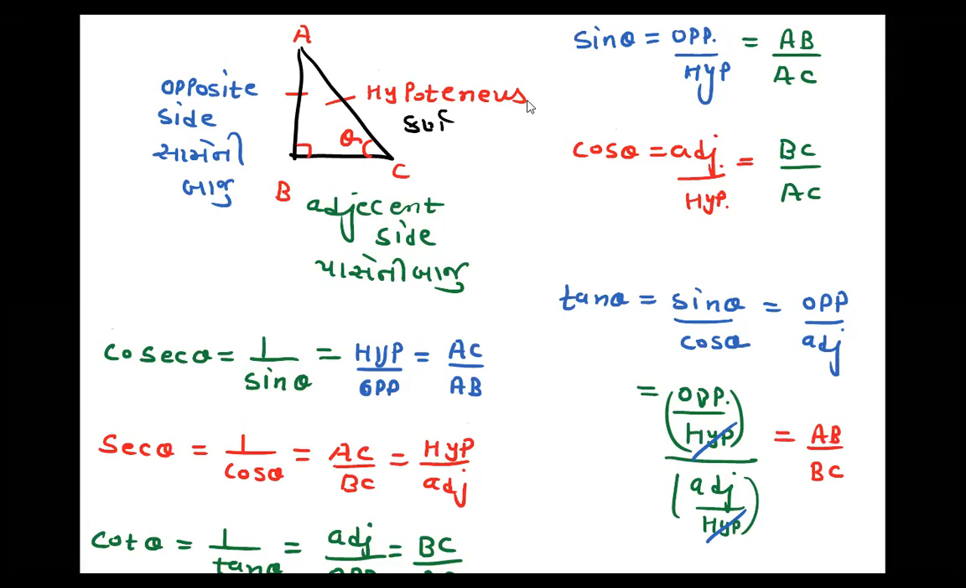Now, tell me, if I change the value of theta, then what happens here? Here my theta is at vertex C. If I change the value of theta, then you can tell me the formulas of these 6 trigonometric functions. Remember, sin theta means opposite upon hypotenuse. Cos means adjacent upon hypotenuse. Tan means opposite upon adjacent. Cosec is the reciprocal of sin. Sec is the reciprocal of cos and cot is the reciprocal of tan.